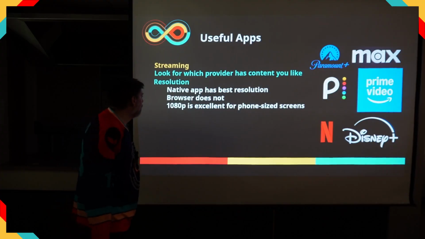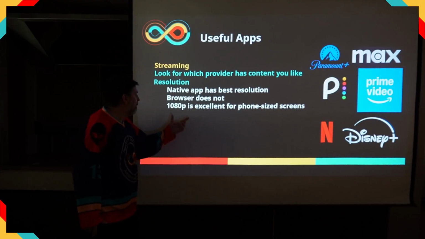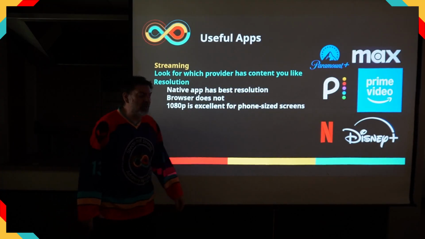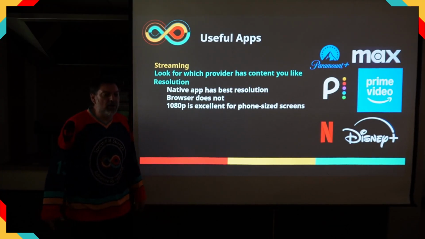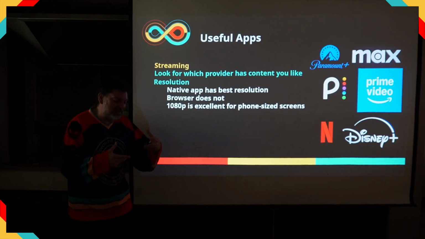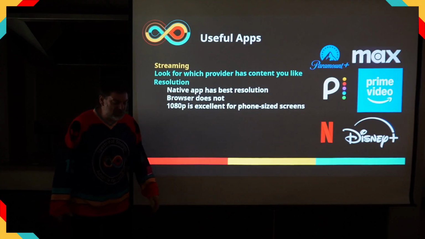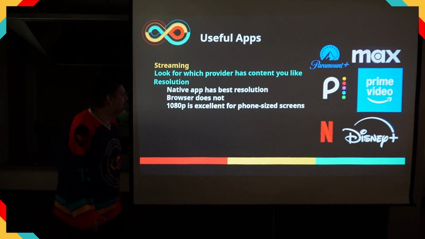For a phone, if you're streaming on your phone, 1080p is an excellent resolution. You usually don't see the difference going to 4K. Your screen is just too small, at the distance it is from your eyes and the size that it is, there's not really a point to go higher than 1080p.